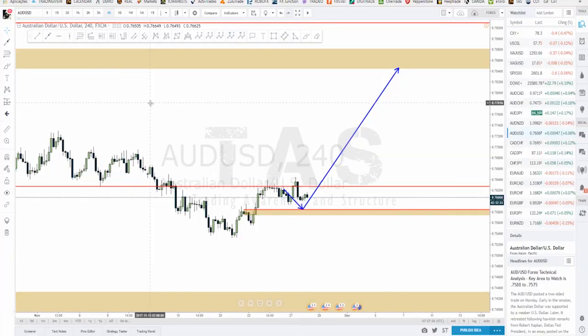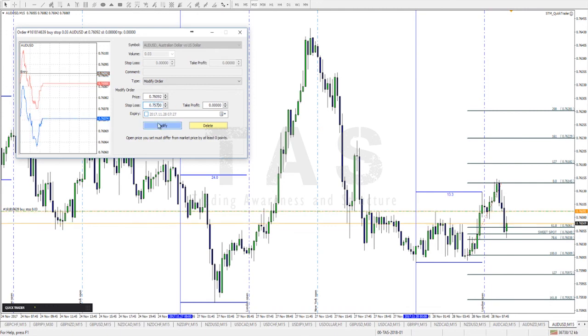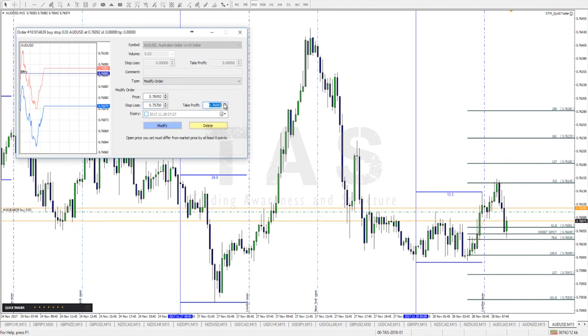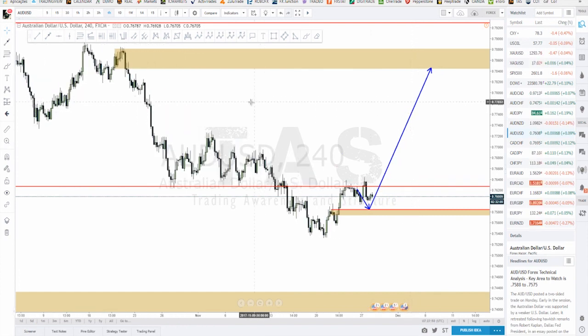With stop 75.70. And the target. It's a nice risk reward there, but we should not be too greedy. Let's put 78. So if it breaks these highs, it will go there. 78,400.